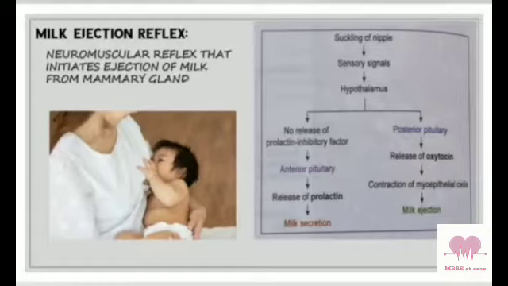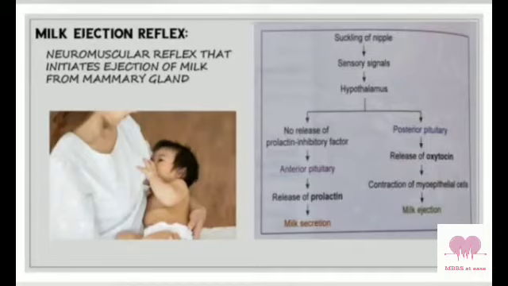Let me ask you a question first. Does the milk flow through the breast continuously? No, it flows only when the baby is breastfed. How does a gland respond timely? This action is due to the milk ejection reflex. It is a neuromuscular reflex that initiates ejection of milk from the mammary gland.